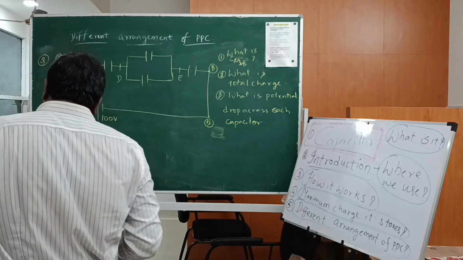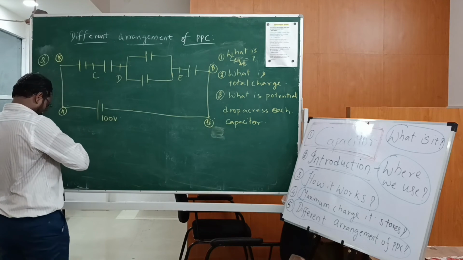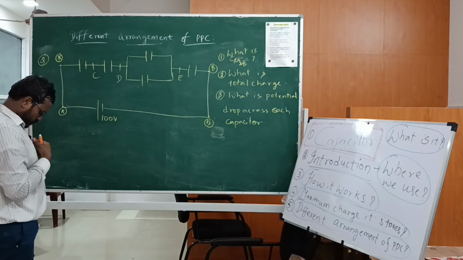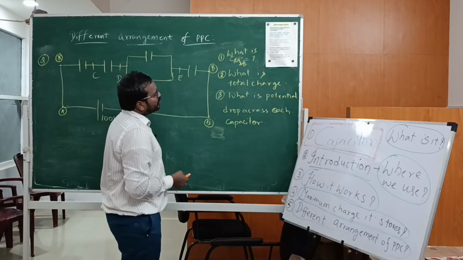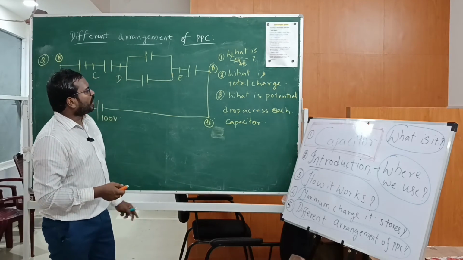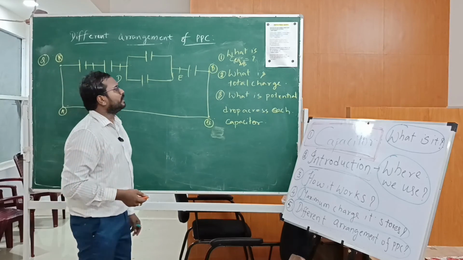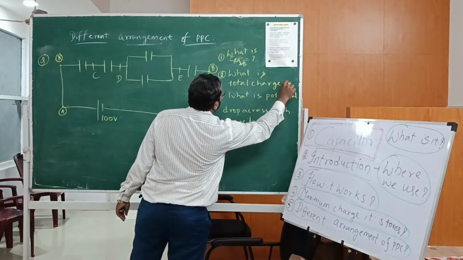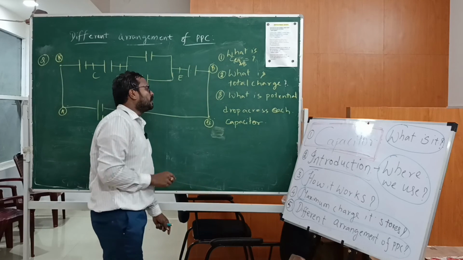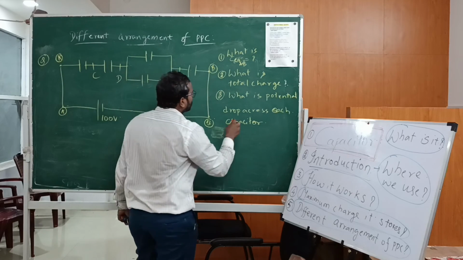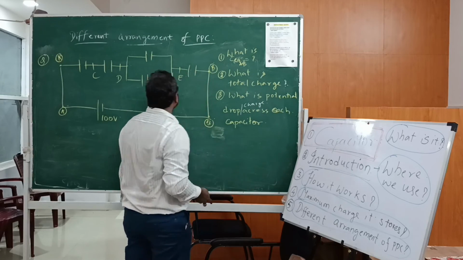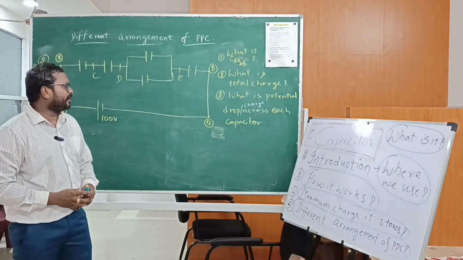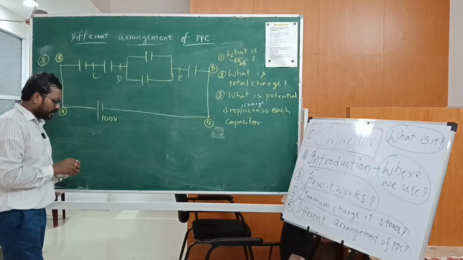So you will see this interesting question. We will see this question which asks: what is C equivalent across AB, what is the total charge on these capacitors, what is the potential drop, and the charge stored across each capacitor. So how do we solve these kinds of problems? We will try to see here.